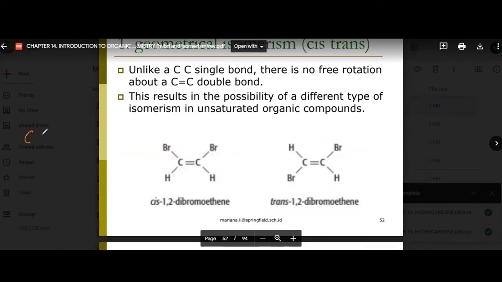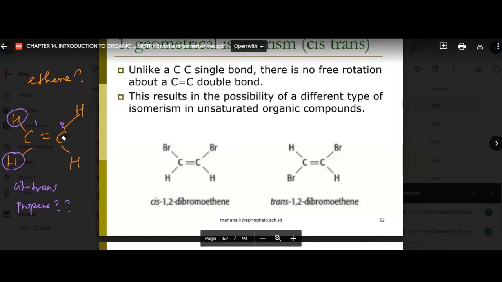Okay, so let's see here. Do we have cis-trans isomerism in this compound, for example? No, because the first and the second carbon are connected to the same groups. So it does not fulfill the requirement for cis-trans isomerism. Let's say if I ask you, is there any cis-trans isomerism in propene?